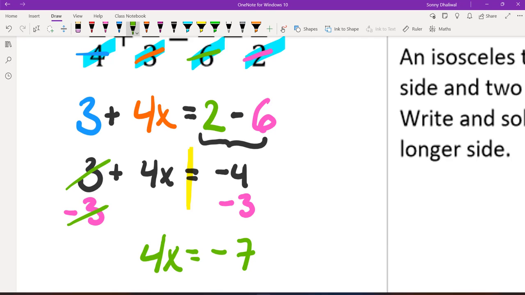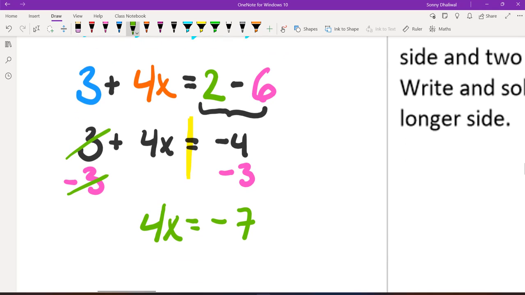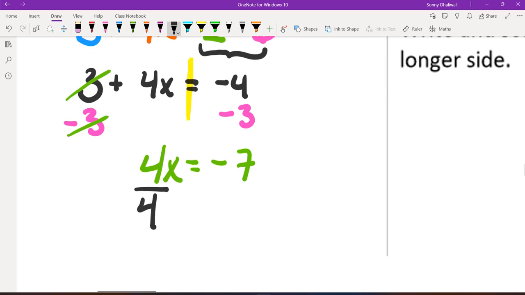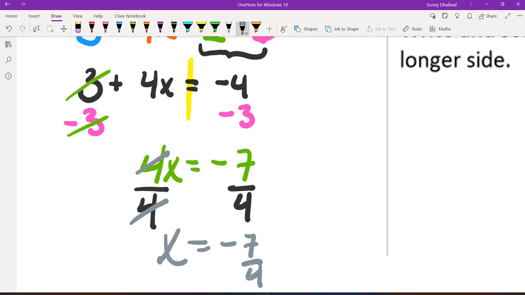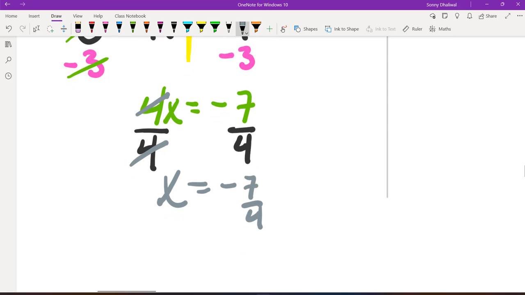Okay. Next, we need to get rid of that 4. How do we get rid of that 4? Divide. 4 on the top gets cancelled by a 4 on the bottom. When we're dividing, we divide everything. And that is our answer. Okay?